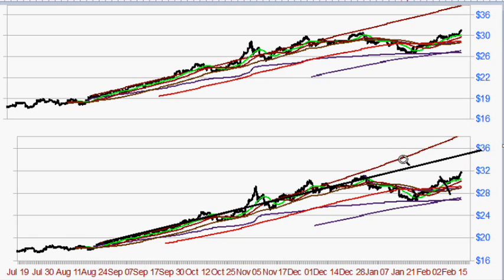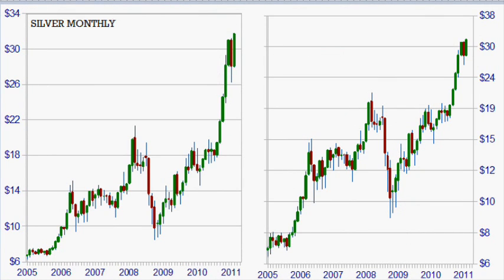You see how this disconnect comes into play here as this trend line goes higher, whereas if I were to put a trend line up here, it's going to match it perfectly. The next chart is silver on the monthly time frame.